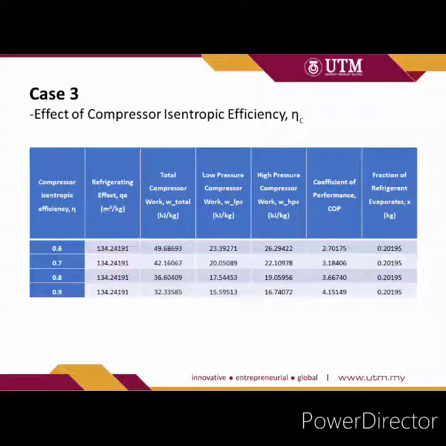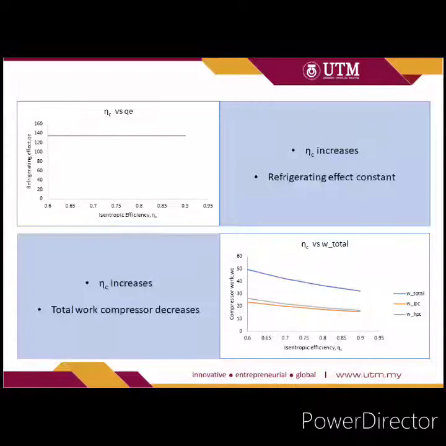Next, we go to the third case study, which is the effect of compressor isentropic efficiency. The graph shows the value of compressor isentropic efficiency has been increased from 0.6 to 0.9, and this table shows the output result of this case study. Next, we go to the result of this case study.